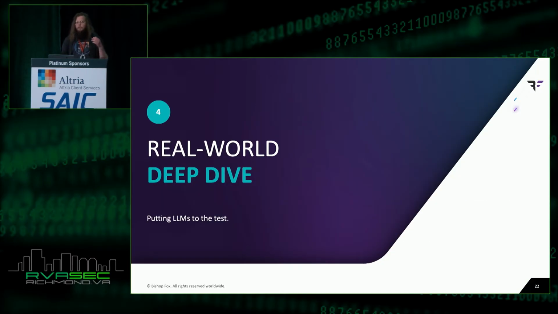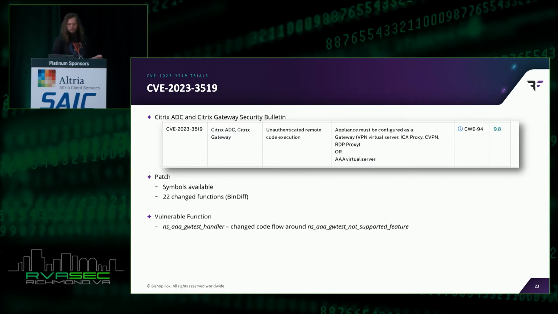So the real question is, can an LLM actually help us do this faster? Where we start from, the only way it's going to be useful to me is if we start from literally the advisory and our patch diff, and it is able to prioritize functions and save me time. So the context that we have to give it is unauthenticated remote code execution, the 22 changed functions in BinDiff, and we know what the end vulnerable function is, because we know the reason it jumps to a not supported feature.